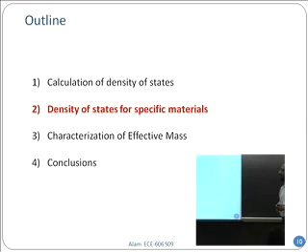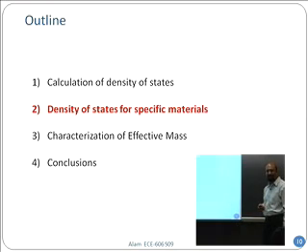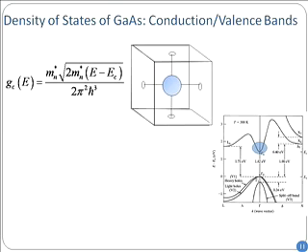What about density of states in specific materials? These are the general ideas, right? We didn't talk about whether the material we just talked about was silicon or germanium. We didn't say that. What about actual materials? Well, actual materials sometimes are a little bit more complicated. We will see. The easiest one to think about is gallium arsenide.